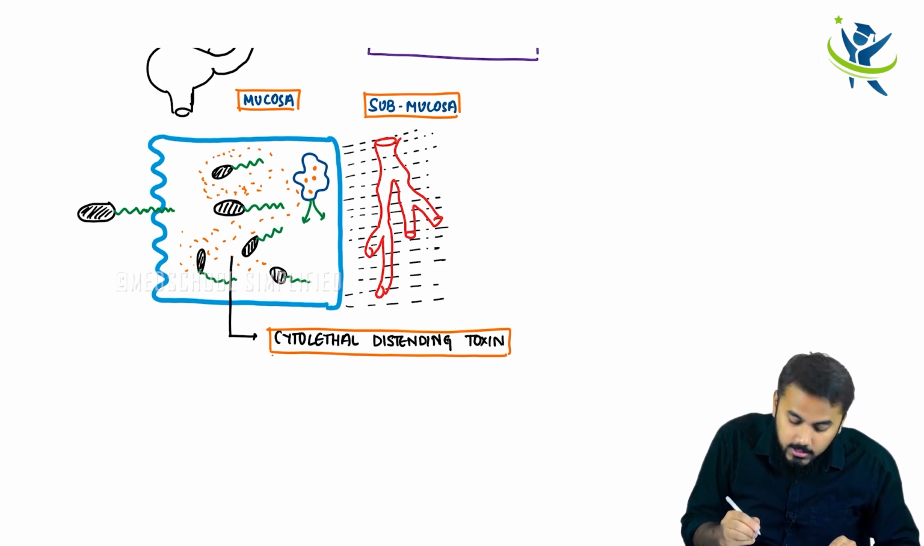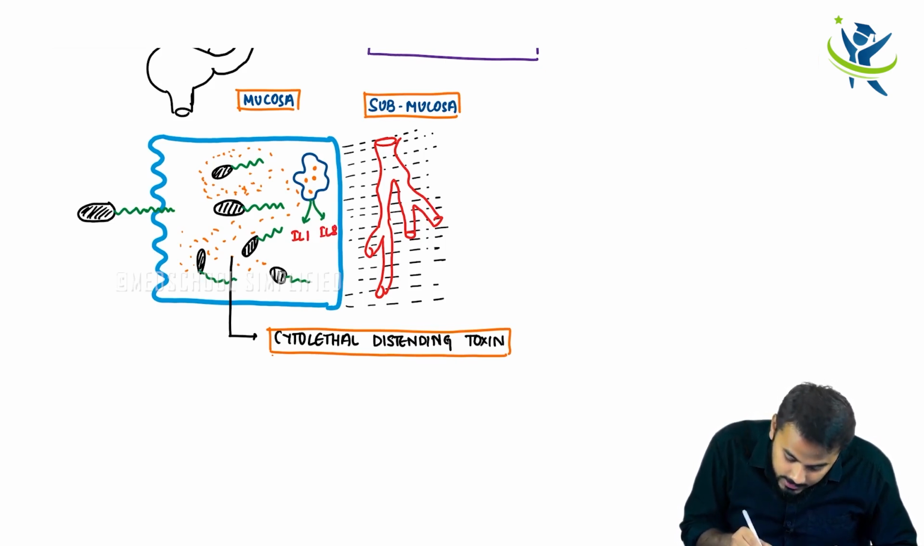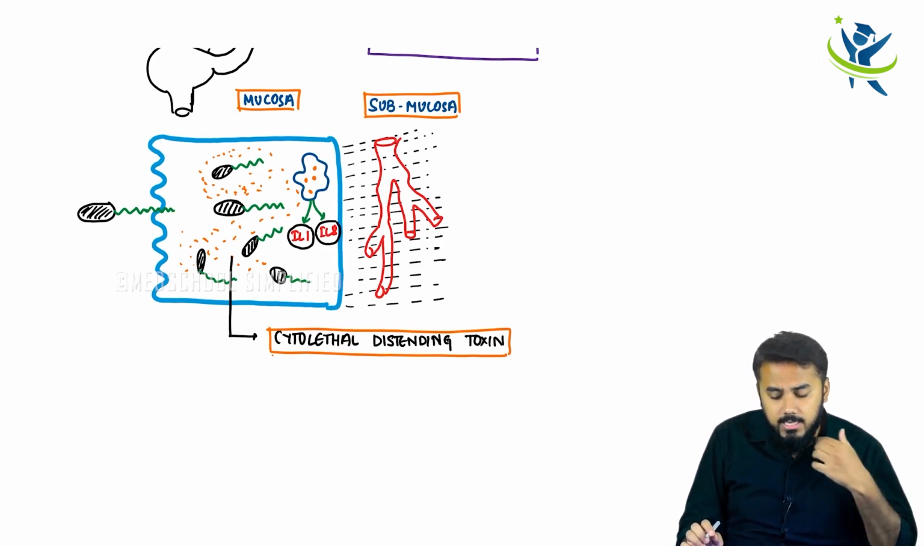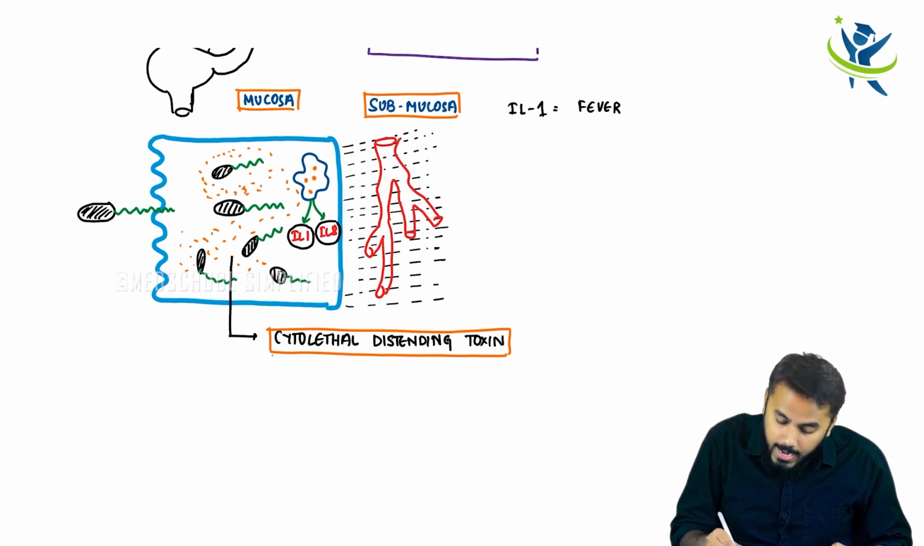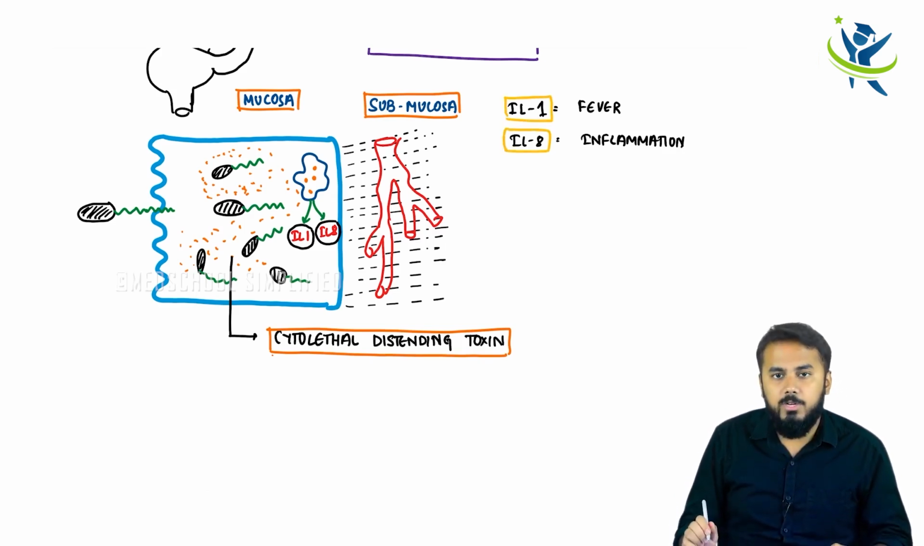What are these two important things? They release interleukin 1 and interleukin 8. I have taught you this in the previous lectures very clearly, but again, remember that interleukin 1 is responsible for causing fever in your body, and interleukin 8 is responsible for causing inflammation. So one is responsible for fever and the other for inflammation.